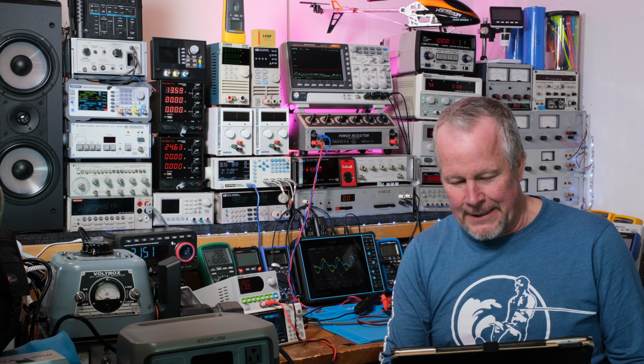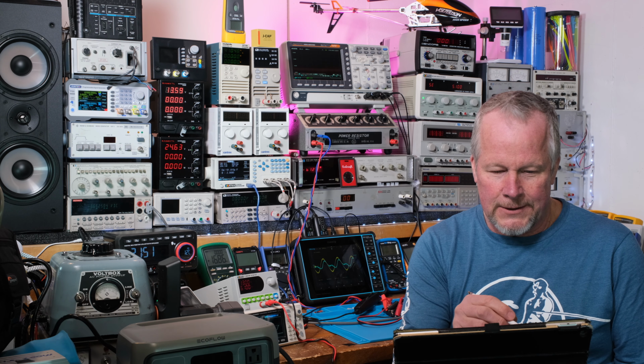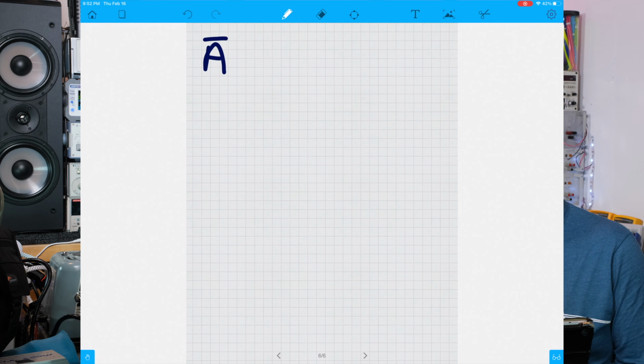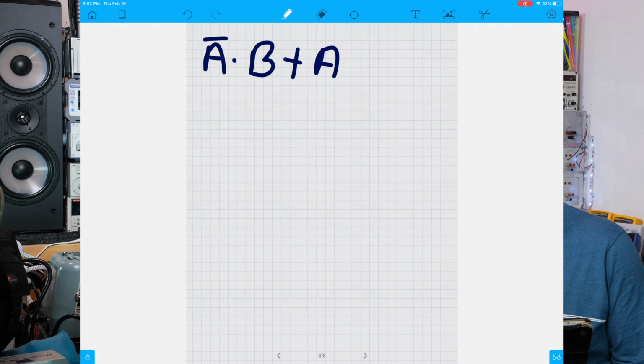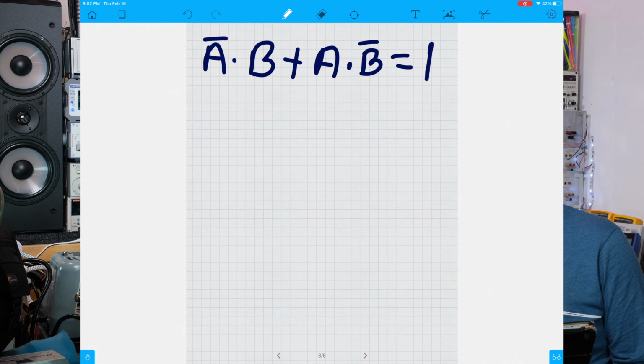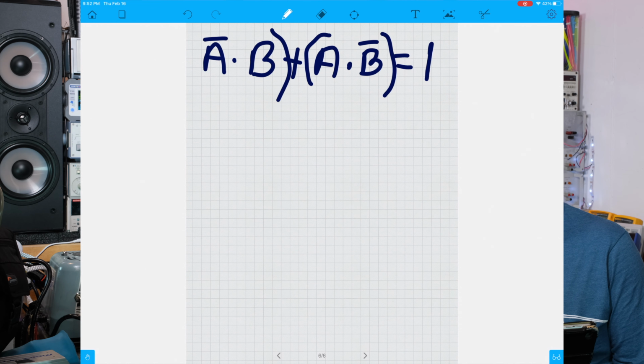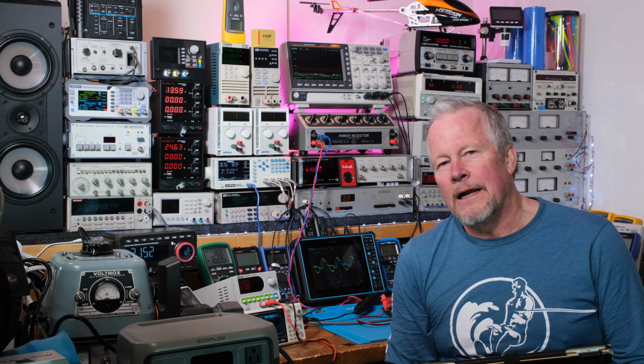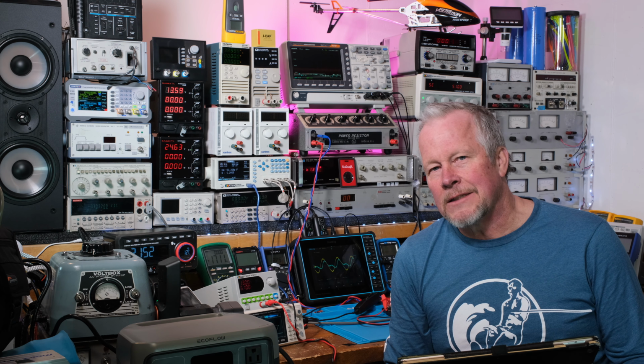All right, guys, let me show you something. We're going to redraw that. I'm going to put the equation right here: A bar and B, or if we have A and B bar, B naught. So you could say A naught and B, or A and B naught would be equal to 1. Either one of those cases, it's an OR. Another way to show it is to put parentheses right here. It's just like math, right? Either the thing on the left or the thing on the right, we get a 1 out. That's what that truth table showed.